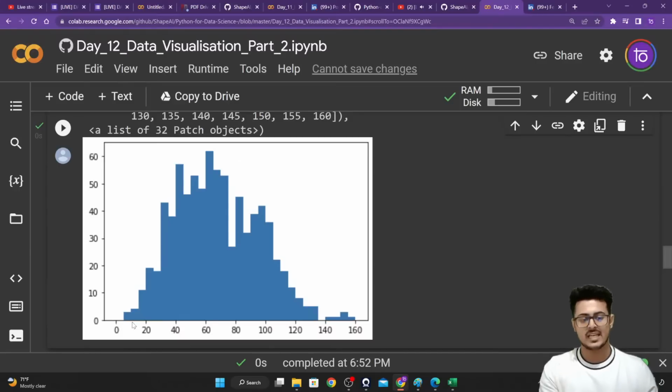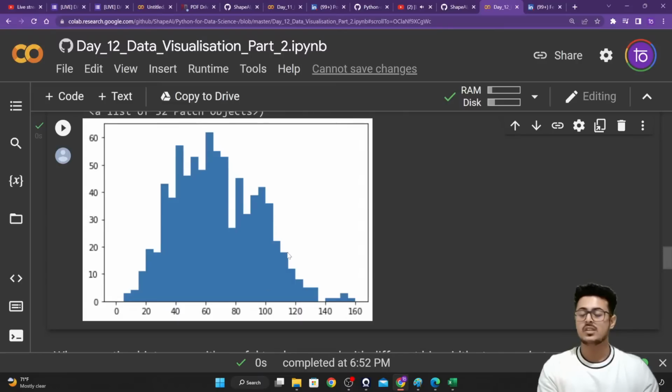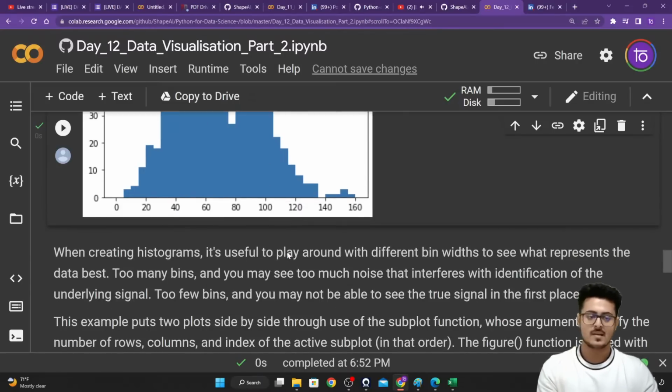From 5 to 10 there is something. Then from 10 to 15 there's something. And these counts you are able to get from right over here. As you are able to see, from 0 to 5 the count is 0. From 5 to 10 it is just 3, then 4, then 11, and so on and so forth. So this is how you are able to do a new type of plot. This is a more generalized version of the plot itself, guys.